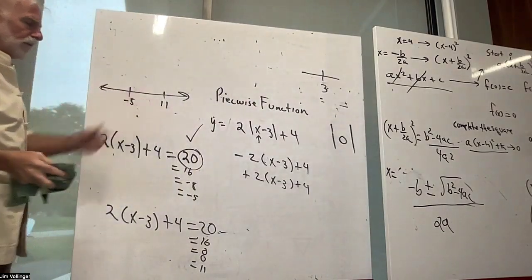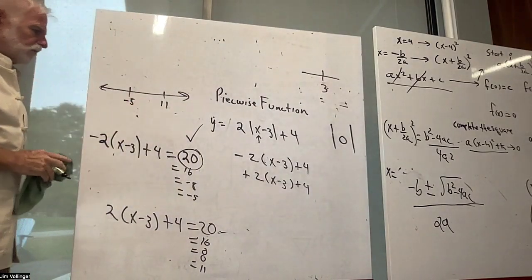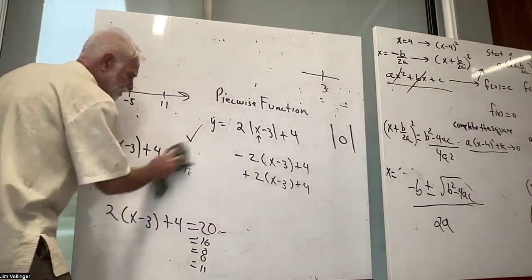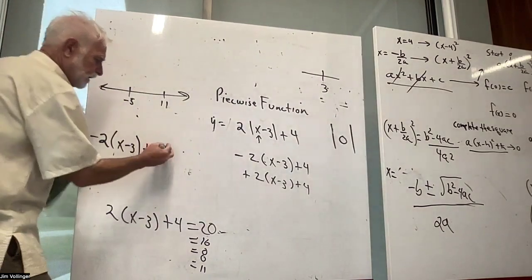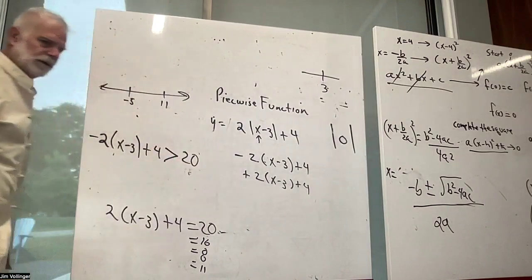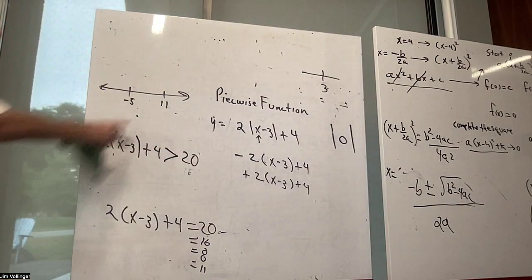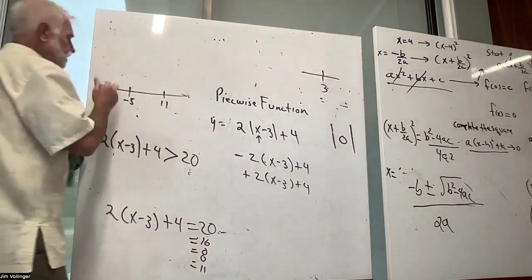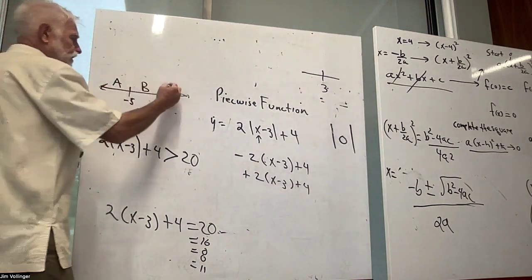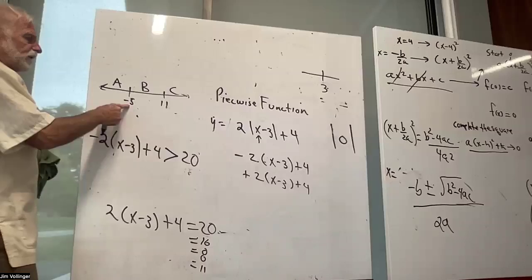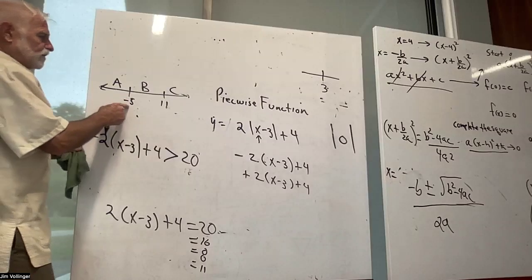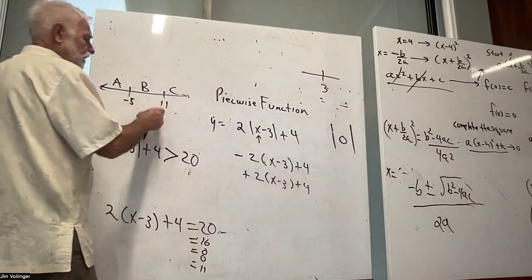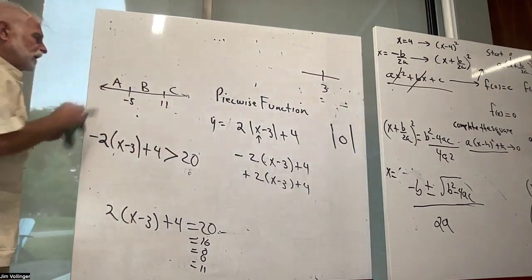All right, why is this helpful? Why is finding those 2 numbers helpful? Because I could change this to an inequality. And I could say, well, when is this bigger than 20? Well, I know the numbers that make it 20. So if I'm not mistaken, there are 3 intervals, A, B, and C here. There are numbers between -infinity and -5. There are numbers between -5 and 11. And there are numbers bigger than 11.